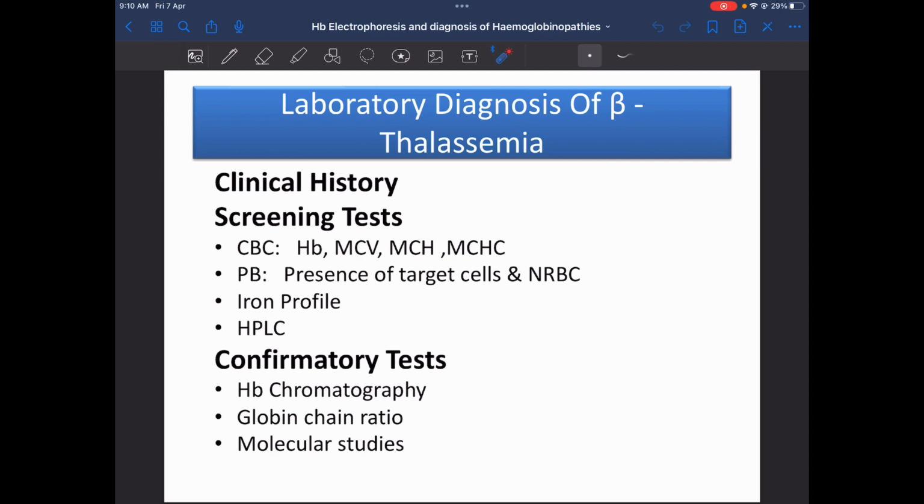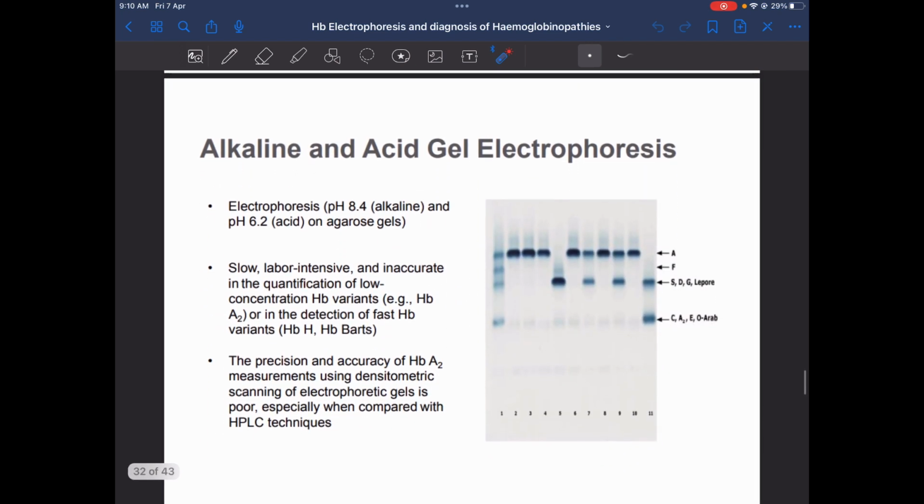We can then look at the iron profile and the HPLC. But if you wanted to confirm the diagnosis, you would be looking at hemoglobin electrophoresis, for example. You would be looking at chromatography. You can look at the globin chain ratios. Do the alpha and beta exist in a 1:1 ratio or not? And then lastly, molecular studies, genetic studies, etc. Electrophoresis, I've already sort of talked about, so we can skip the slide.